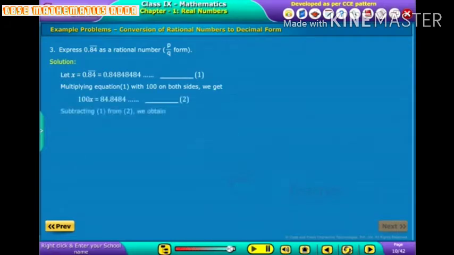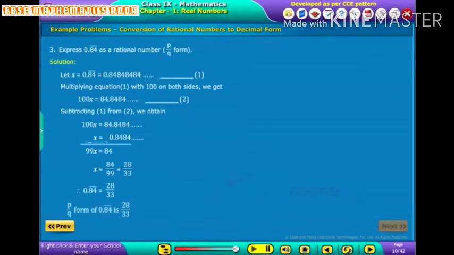Express 0.84 bar as a rational number, p by q form. Solution. Let x is equal to 0.84 bar, which is represented as equation 1. Multiplying equation 1 with 100 on both sides, we get equation 2. Subtracting 1 from 2, we obtain as follows. Therefore, p by q form of 0.84 bar is 28 by 33.